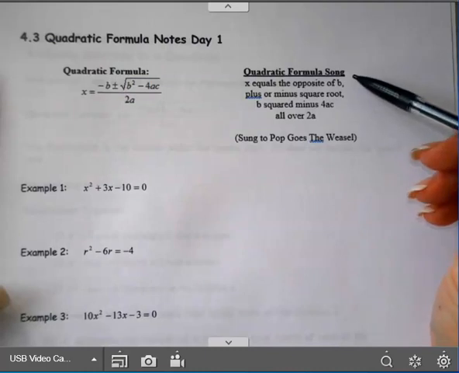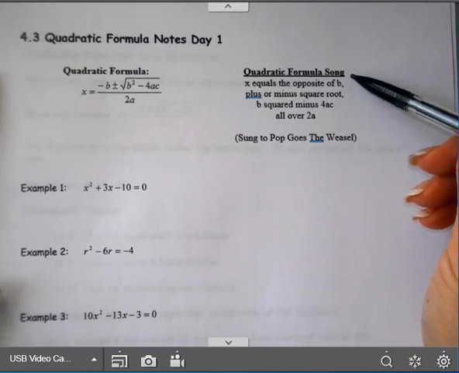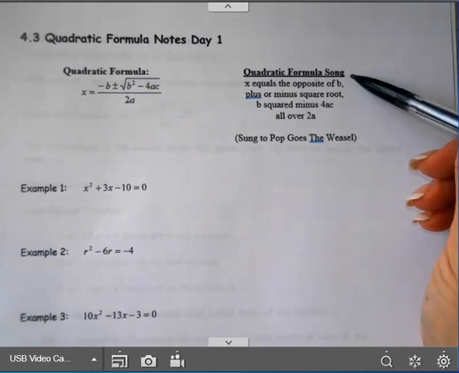I was shared a song years ago. It's sung to Pop Goes the Weasel. I'll sing it with you. It does help you remember the quadratic formula. It will haunt you probably for the rest of your life.